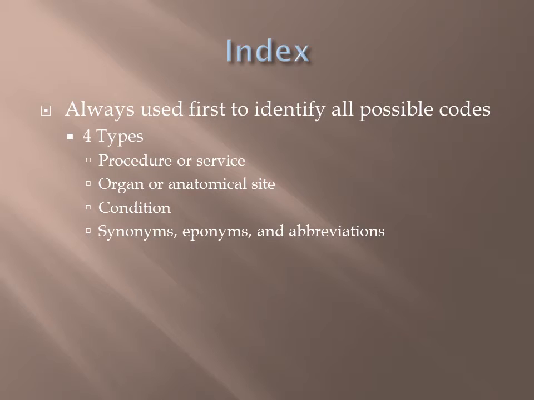Index. Again, just as in ICD, you are always going to use the alphabetic index first to identify all possible codes. There are 4 types. They are organized alphabetically by main term: procedure or service, organs or anatomical site, conditions, or synonyms, eponyms, and abbreviations.